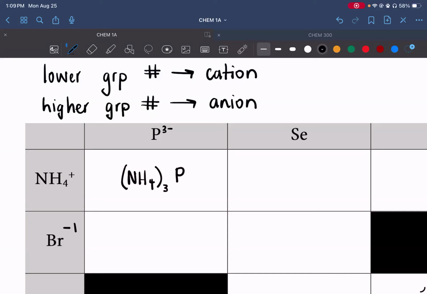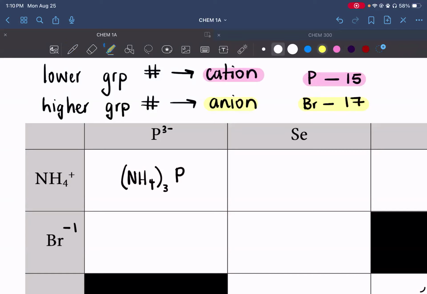Right? So phosphorus is in group 15. Bromine is in group 17. According to the trick, the lower group number takes the role of the cation, and the higher group number takes the role of the anion. So I want you all, I see a hand. This only applies when both of them have an ideal charge of negative. You have to choose. This is the logic to help you choose.